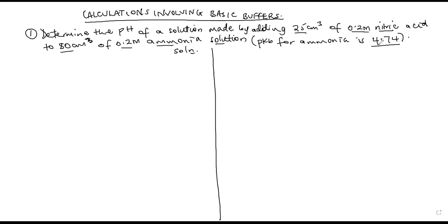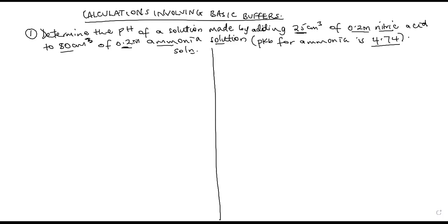Now, we looked at the Henderson-Hasselbalch equation for acidic buffers, and now we shall just change something small, and we derive an equation for the basic buffers. In this question, we are given 0.2 molar nitric acid in 25 cubic centimeters, and 0.2 molar ammonia in 80.